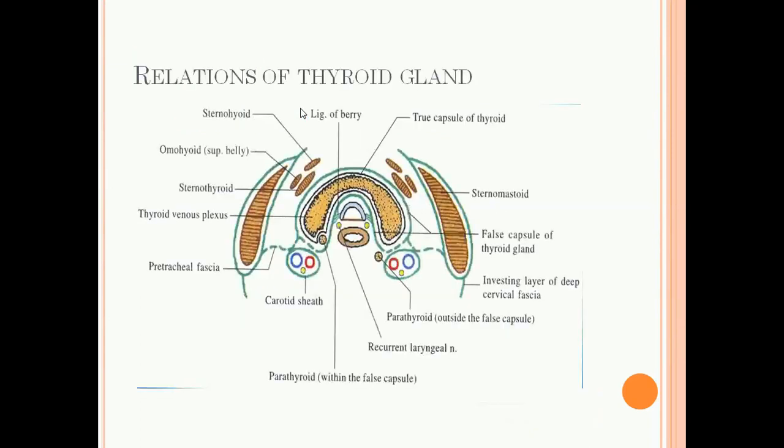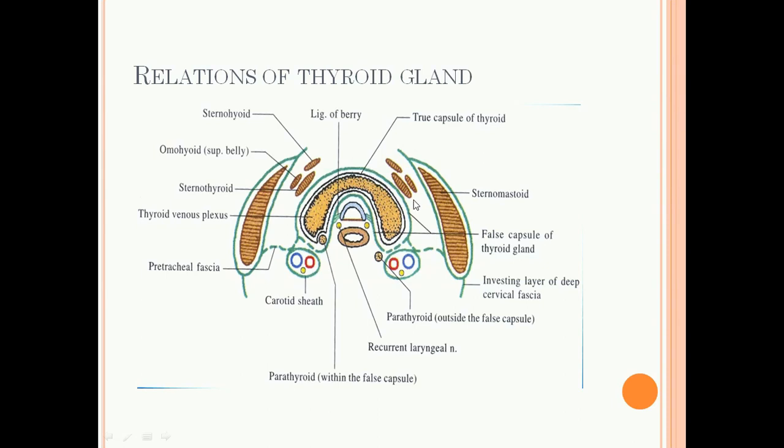This is a cross-sectional view of the thyroid gland. This is the trachea and this is the esophagus. On either side in the cross-section, what we see here is the recurrent laryngeal nerve, which is very closely seen to the thyroid gland. It is held together by the ligament of Berry, and you also find two layers of capsules surrounding the gland. One is the true capsule and another is a false capsule.